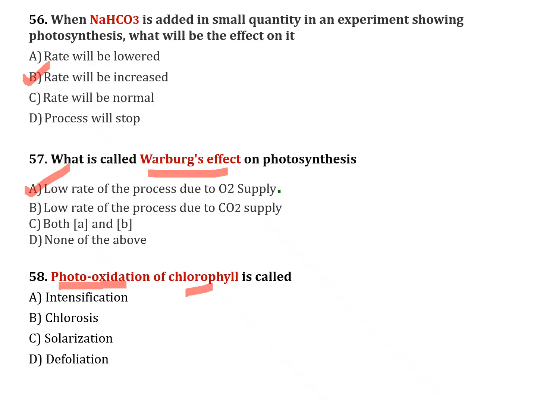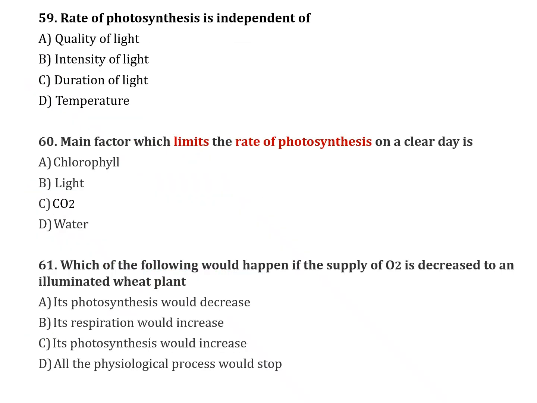Photooxidation of chlorophyll is called option A, intensification. Option B, chlorosis. Option C, solarization. Option D, defoliation. Correct answer is option C, solarization. It is most important. The next question number 59.